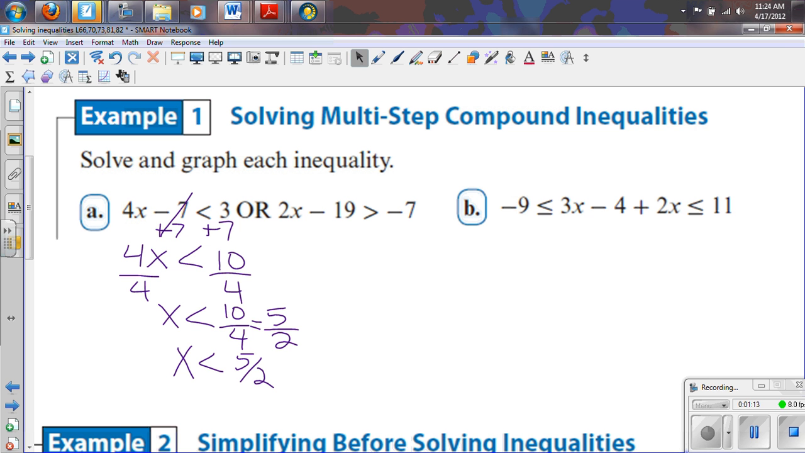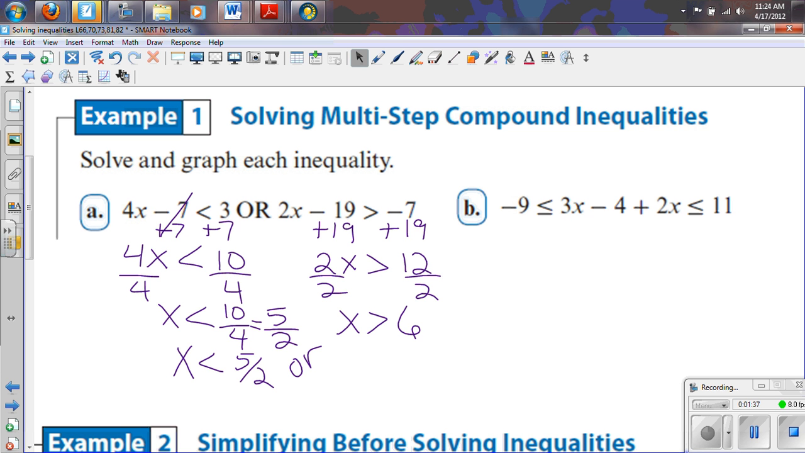On the second one, same thing, same process. This is minus 19, so we add 19. And so 2x is greater than 12. Divide by 2 on both sides, and x is greater than 6. So x is less than 5/2, or x is greater than 6.